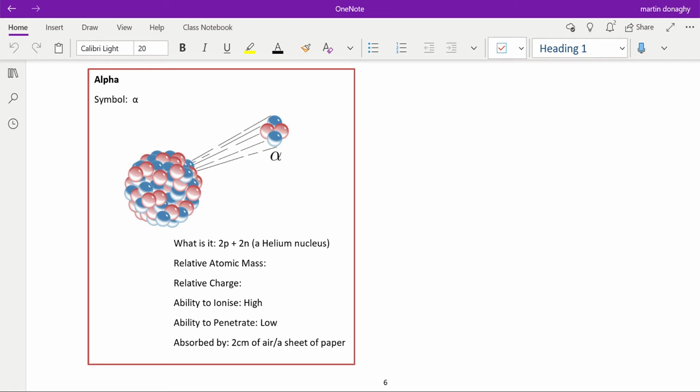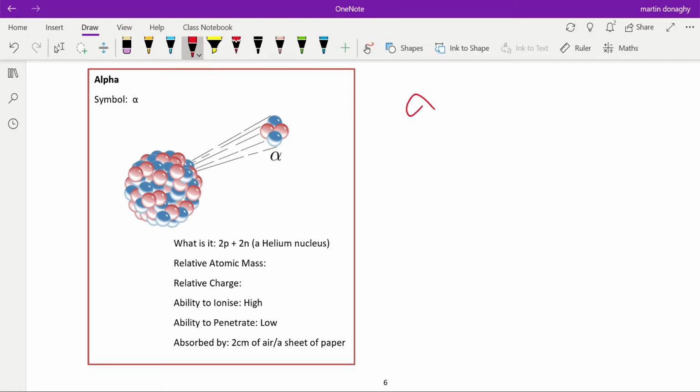So the first type we're going to look at is alpha. Okay, alpha is a little symbol like this. And what it consists of is two protons and two neutrons. And as long as we know what it's made of, we can work out all the other properties about it, okay? Because we want to know its relative atomic mass. Well, each proton has a relative atomic mass of 1. Each neutron has a relative atomic mass of 1. So if it's two protons and two neutrons, its relative atomic mass is going to be 4.